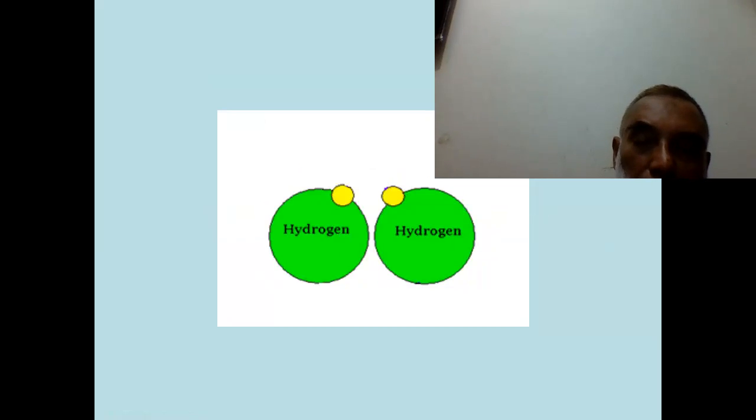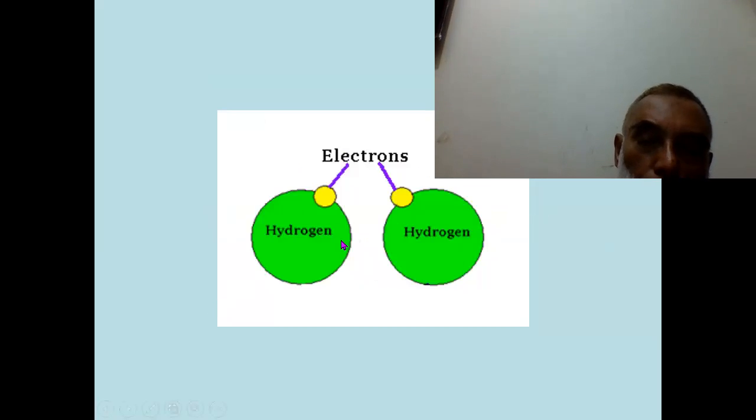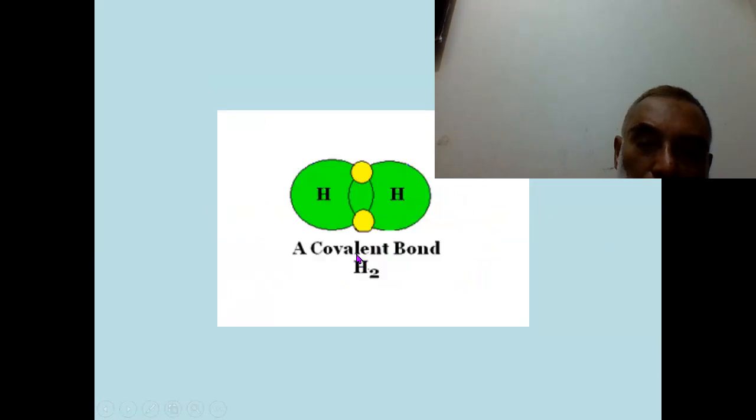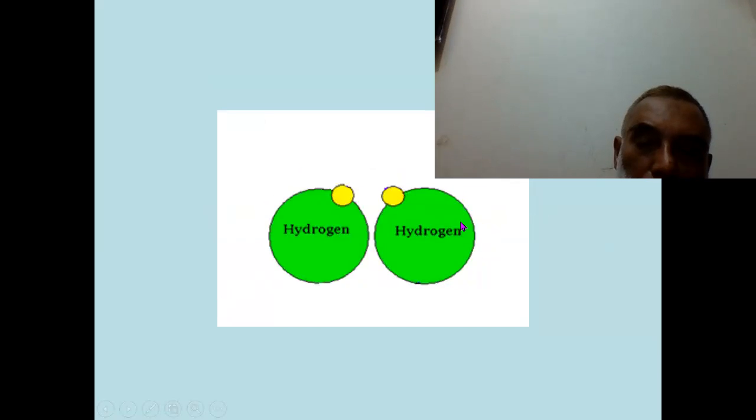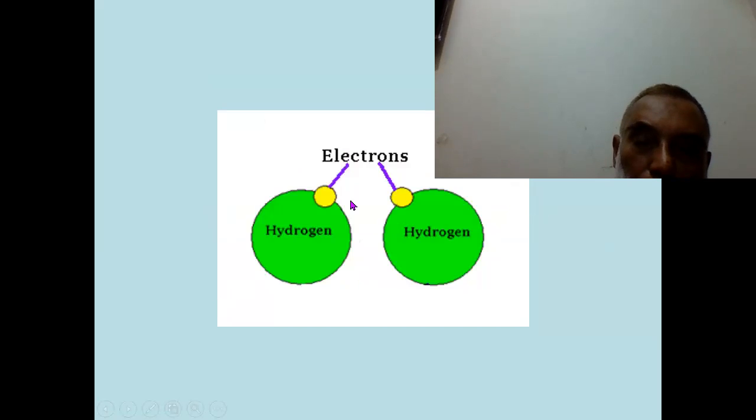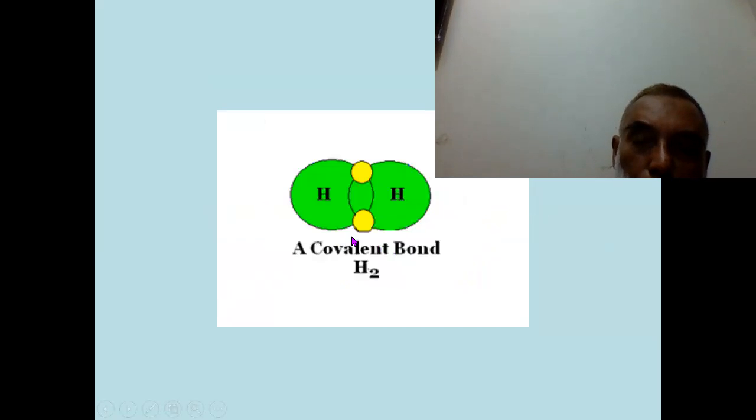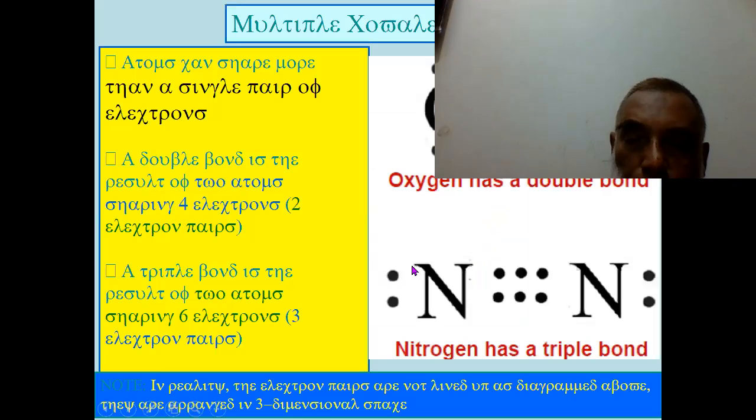In this case, these two s orbitals are overlapping with each other. One is overlapping with the other, and thus forming the bond. In case of your oxygen, nitrogen, there is a double bond, here it is a triple bond, sharing 6 electrons in the triple bond, sharing 4 electrons in the double bond.